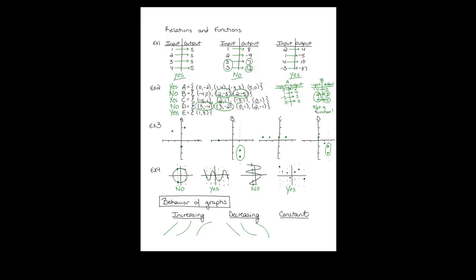Now the last case is a constant function, and there's only one example of this. A constant function is one in which, as the inputs increase or decrease, the outputs stay constant. They remain exactly the same. And so the graph will be a straight horizontal line.